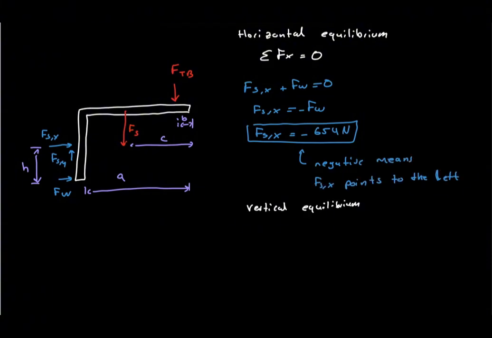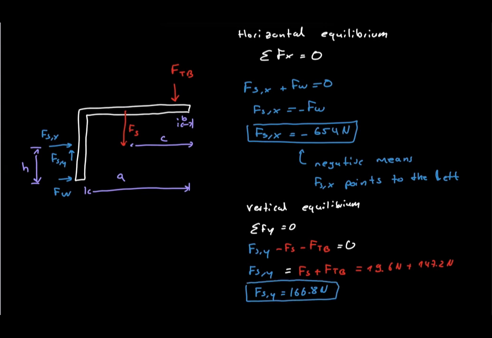Finally, vertical equilibrium. The screw shear must balance the toolbox weight and the shelf weight. So FSY equals FS plus FTB. This gives 166.8 Newton upward. The results are wall force 654 Newton to the right, screw force in X direction 654 Newton to the left, screw shear in Y direction 166.8 Newton upward.